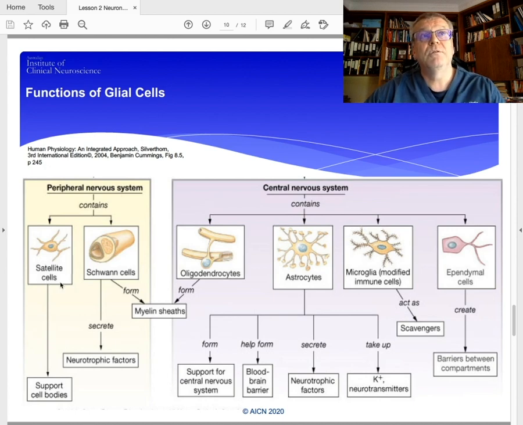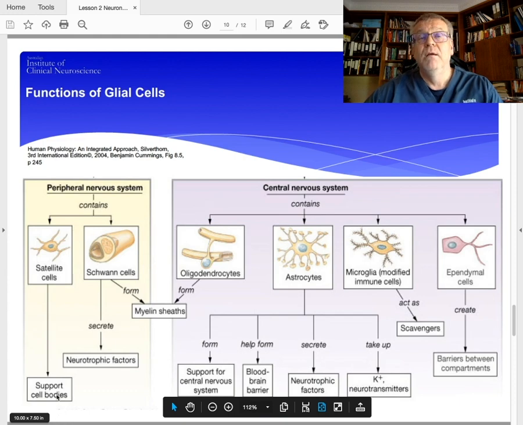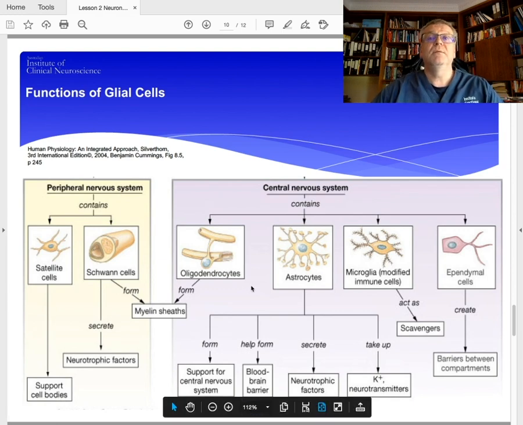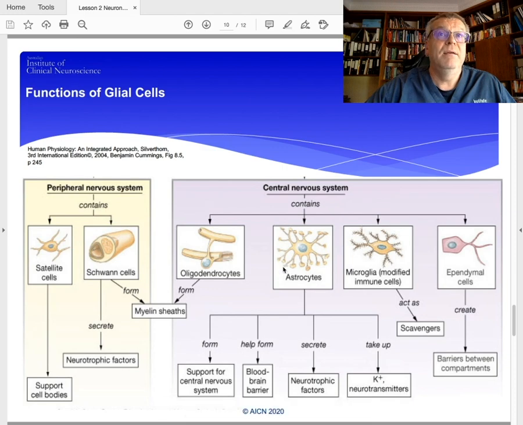There are also satellite cells in the peripheral nervous system that provide support for cell bodies in the peripheral nervous system. But if we go into the central nervous system now, we see that we have a variety of different glial cells. We have the astrocytes, the microglia, and the ependymal cells, like we've already talked about.